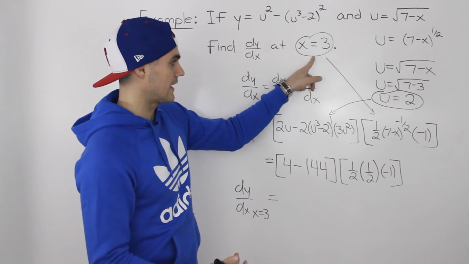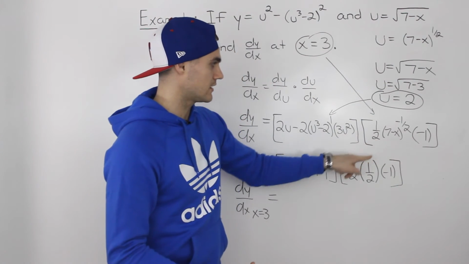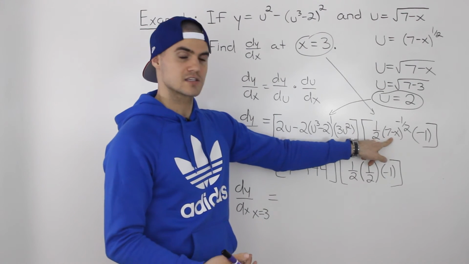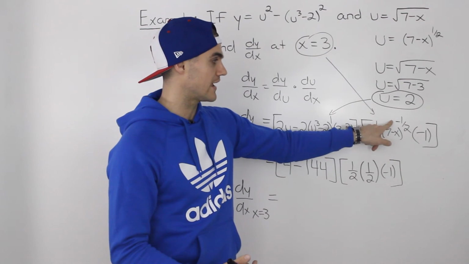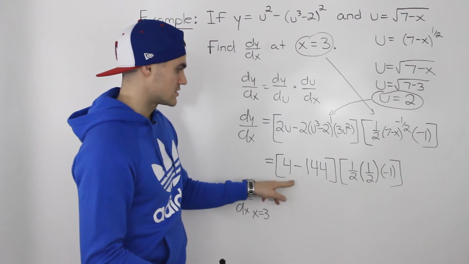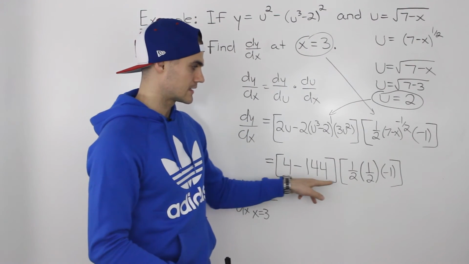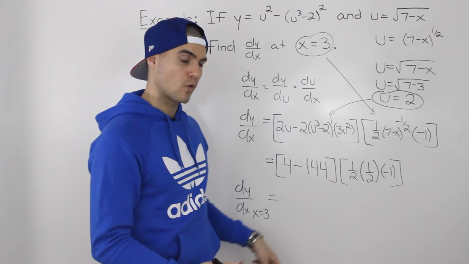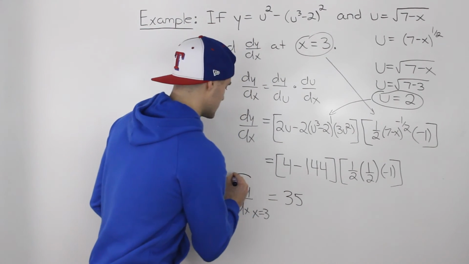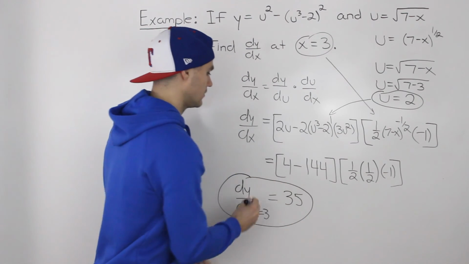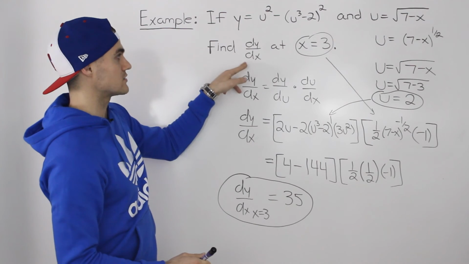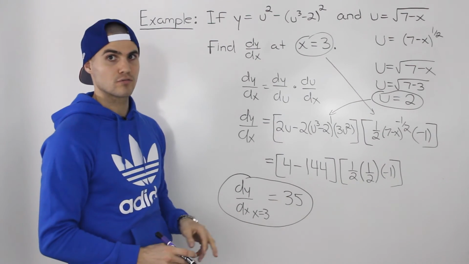And then when we plug in that x value of 3 into this bracket, we would get 1/2 times 1/2 here, because 7 minus 3 is 4, and then 4 to the power of negative 1/2 is 1/2 as well, times that negative 1. So negative 140 times negative 1 over 4 would give us positive 35. So that there is our final answer for the value of the derivative of y in terms of x at an x value of 3.